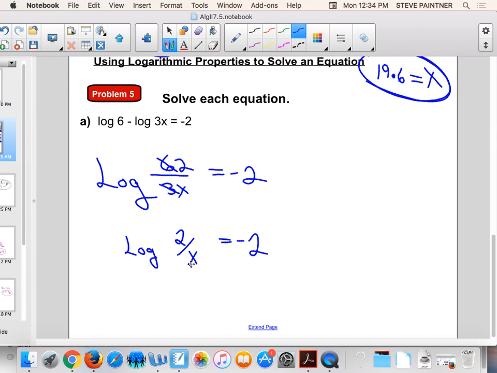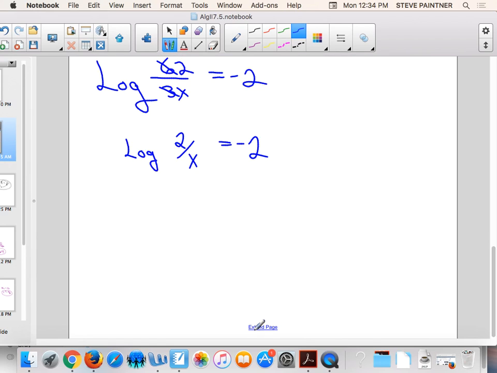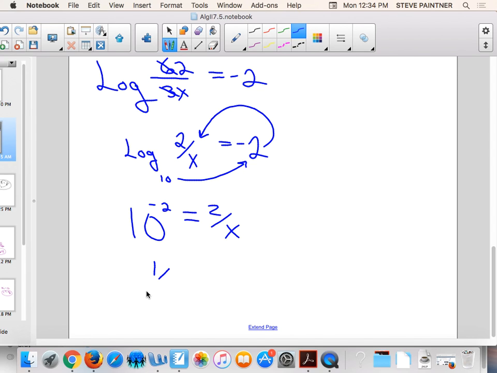Okay. Now you're down to that point again. Hey, I got 1 log. I can just convert it to what? Exponential. 10 to what power? 10 to the -2 equals 2 over x. What is 10 to the -2? 1 over 100. Okay, yep.